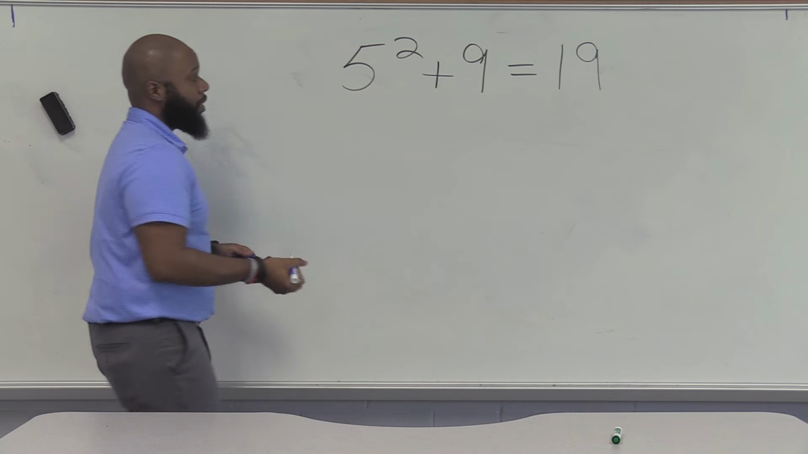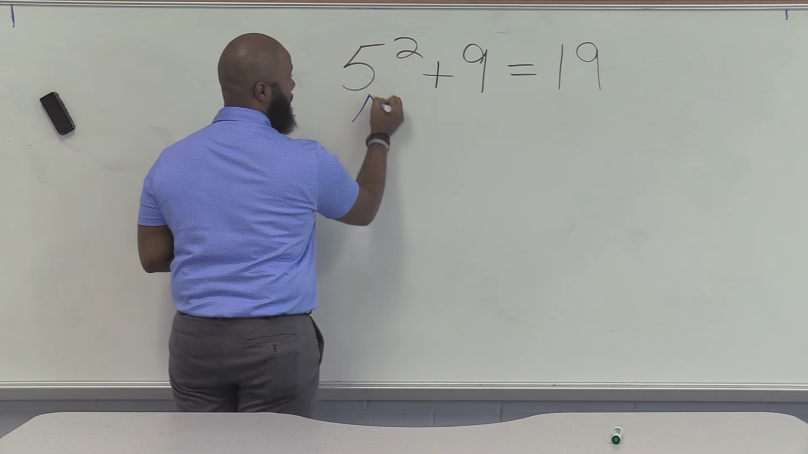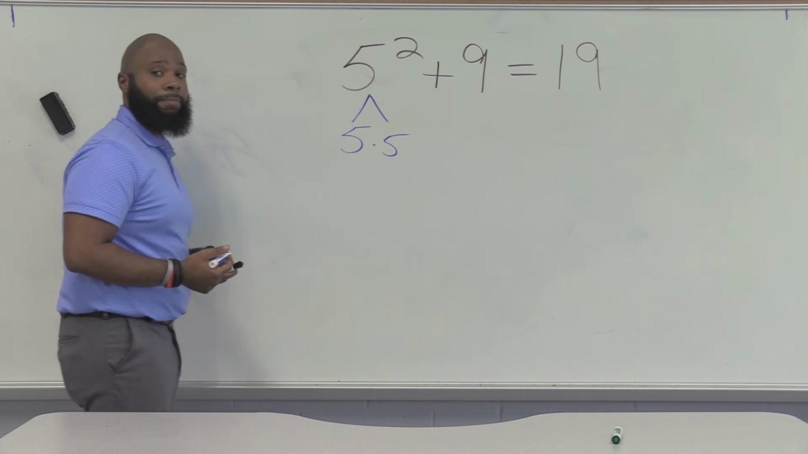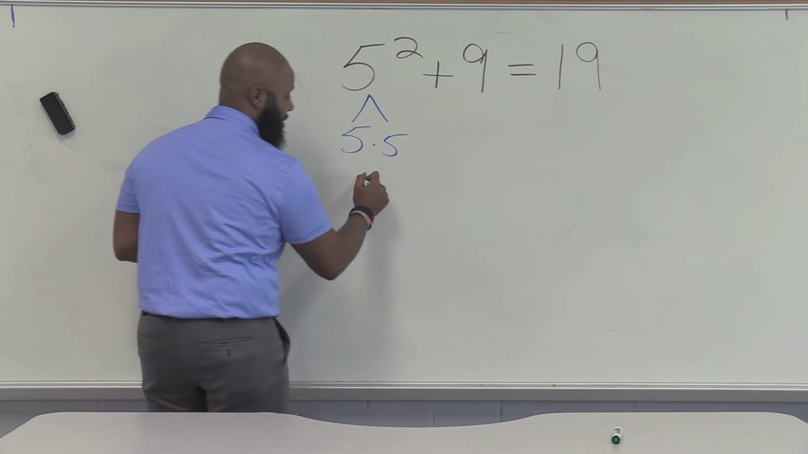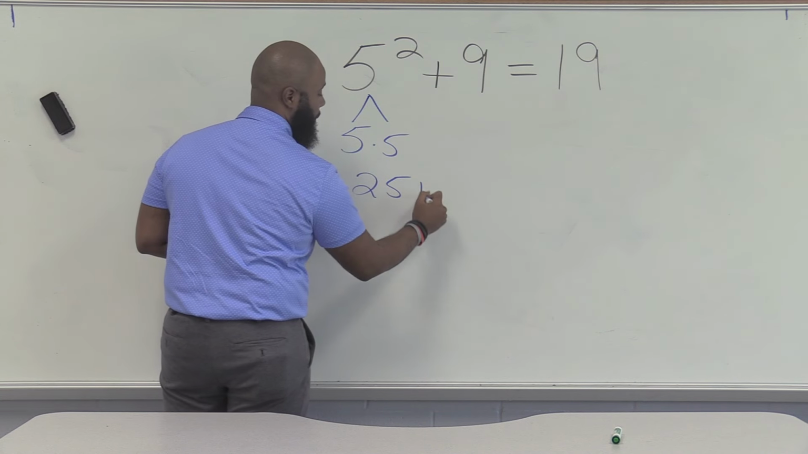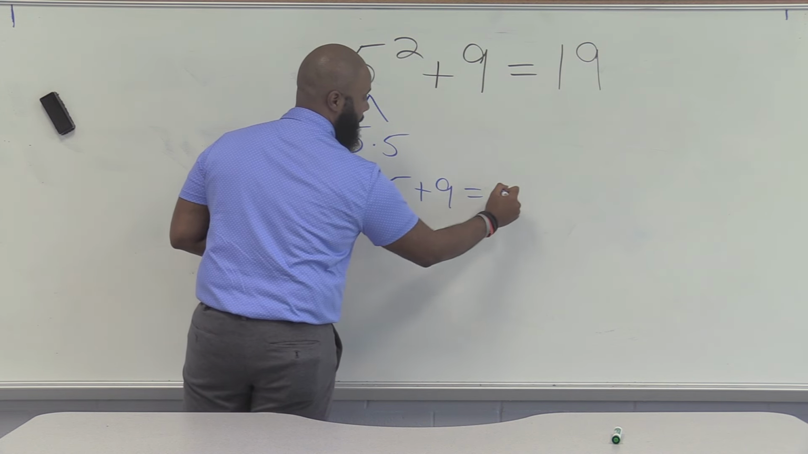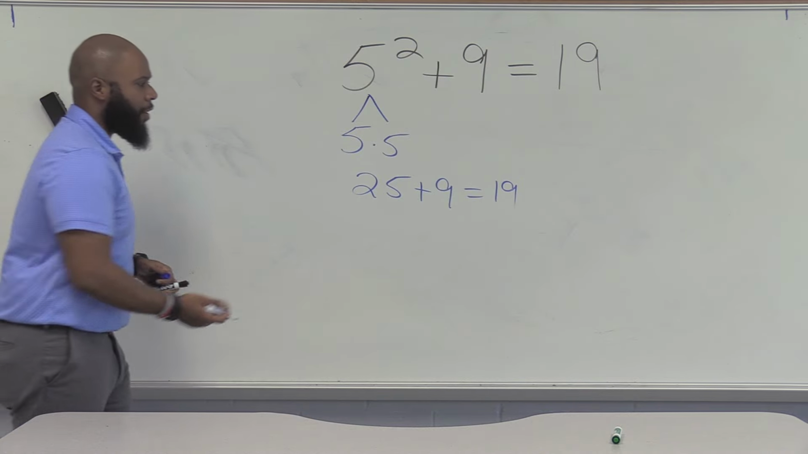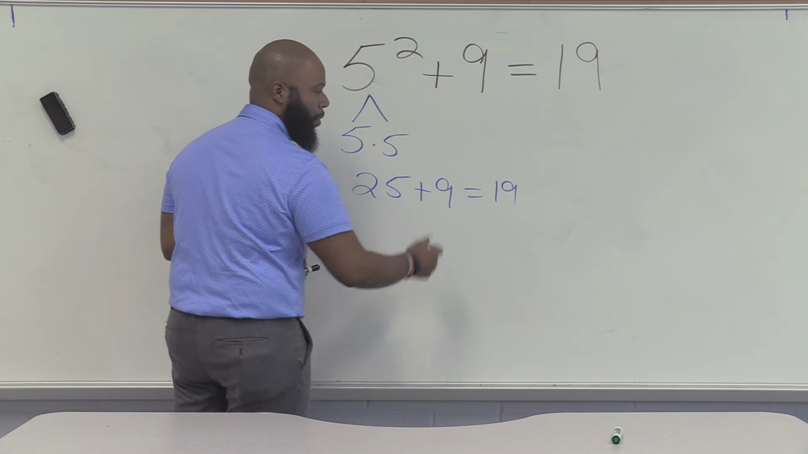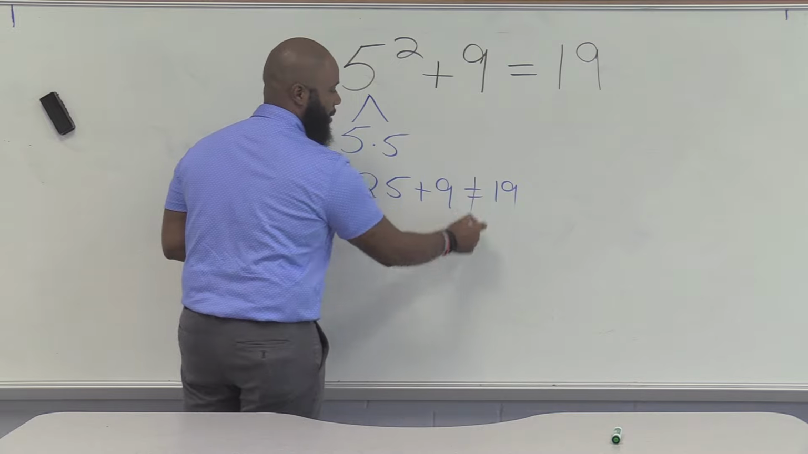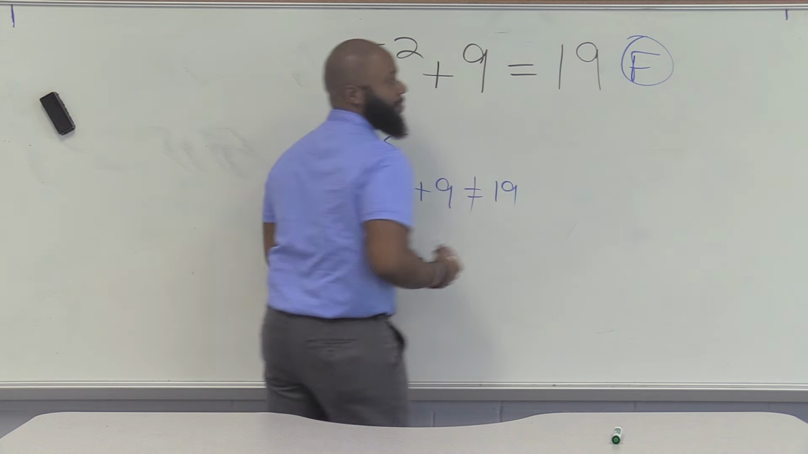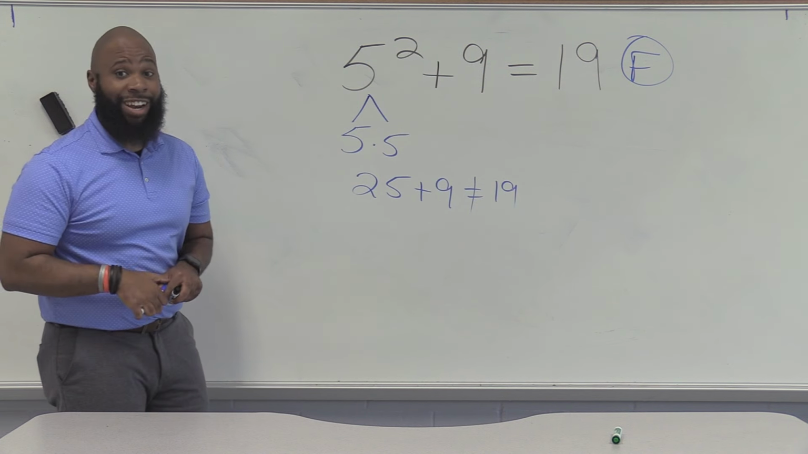Let's check it. So I know 5 squared is 5 times 5, which is going to give me what? 25. And 25 plus 9, does that equal 19? No, because I already have 25, and if I add 9 more to that, that does not equal 19. So that one is false. Let's try another one.